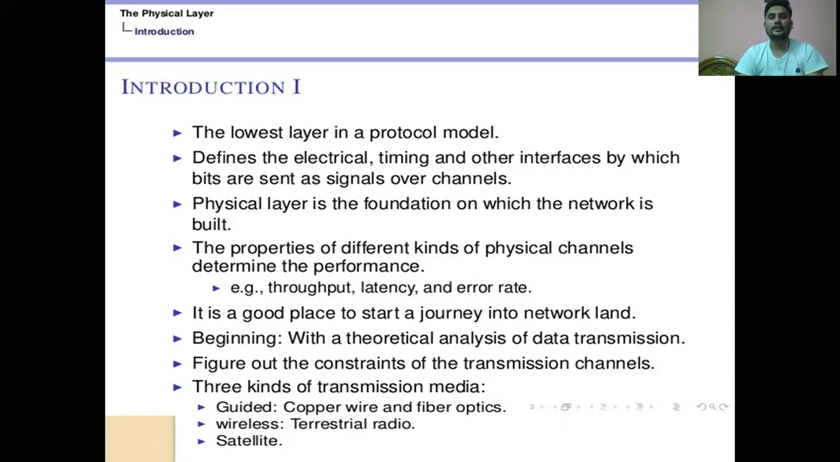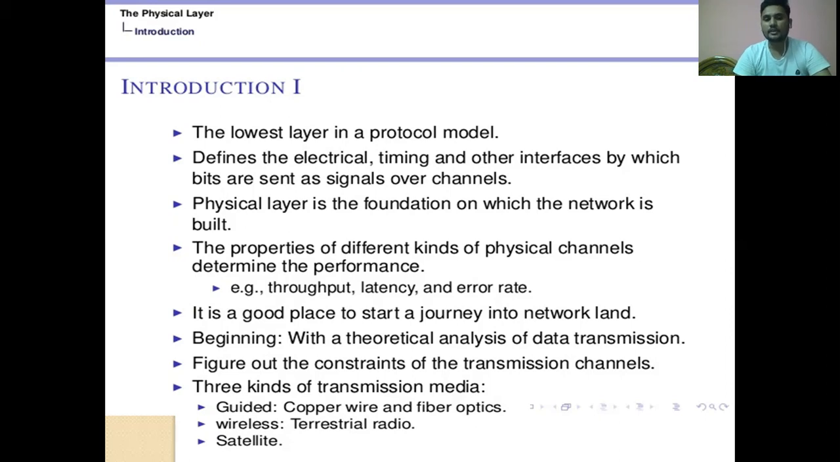And as well as error rate. Error rate is also an example of the properties of different kinds of physical channels. So throughput, latency, and error rates are all examples of physical channel properties. So it is a good place to start a journey into network land. So we are just about to discuss the networking concept, which is an excellent topic to discuss before starting our journey into the networks. The excellent concept, that is the physical layer.